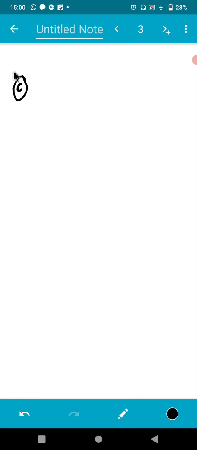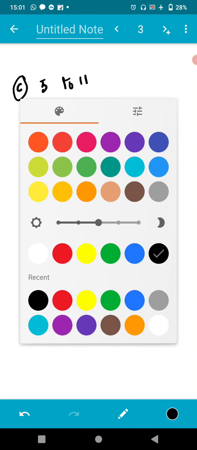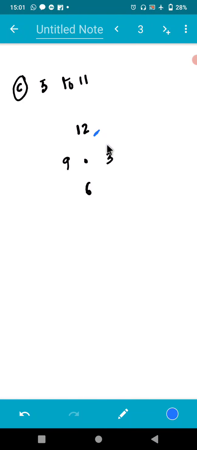So in sum number C, the R hand will move from 5 to 11. Now consider this as a watch. Yes, now this is the middle portion. So this is 1, this is 2, this is 4, this is 5, 7, 8, 10 and 11.